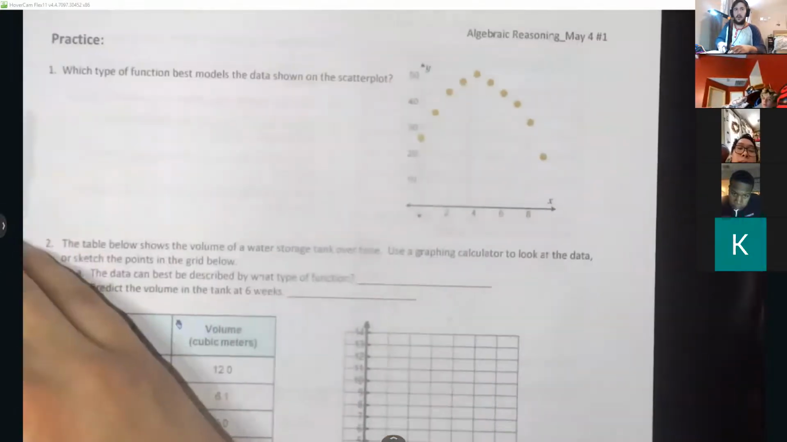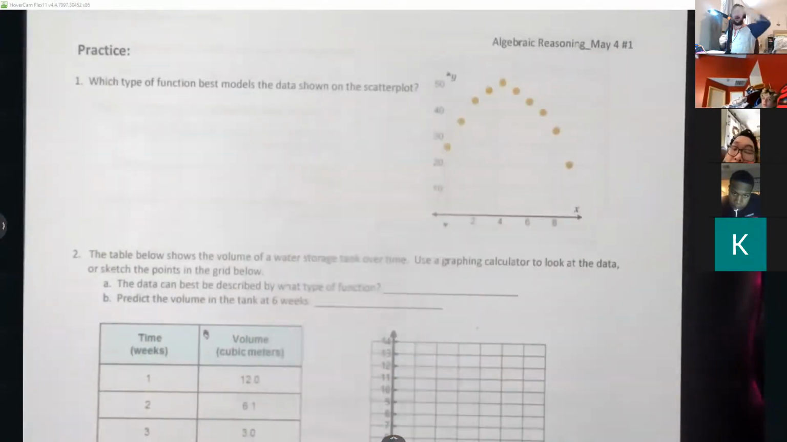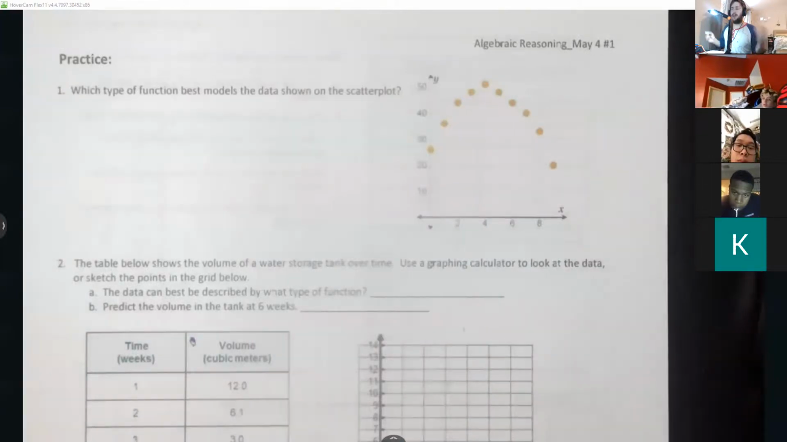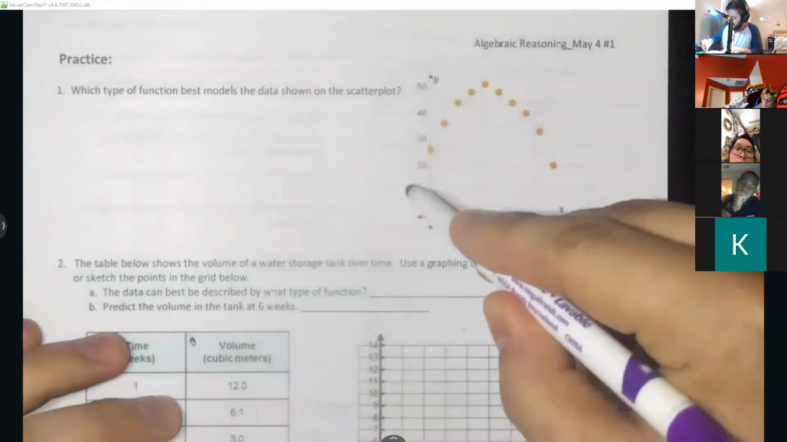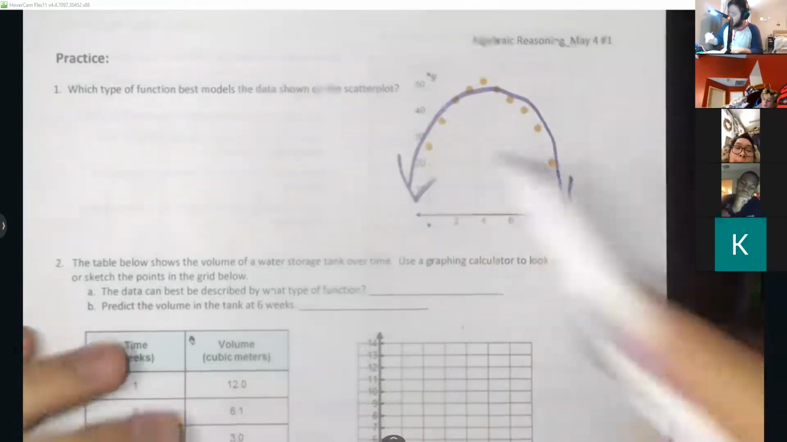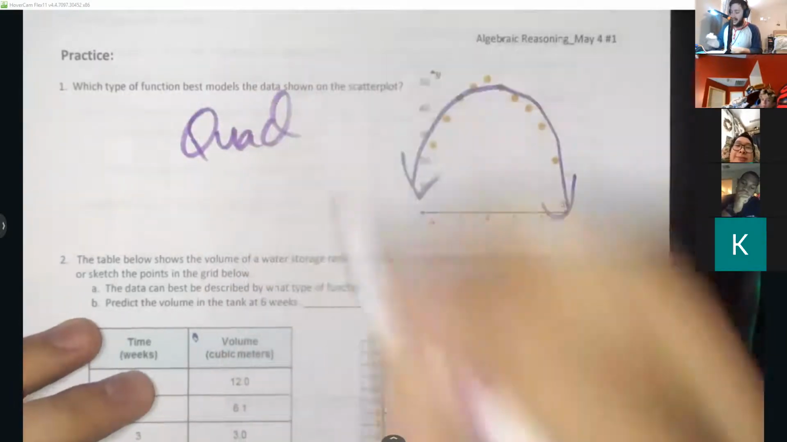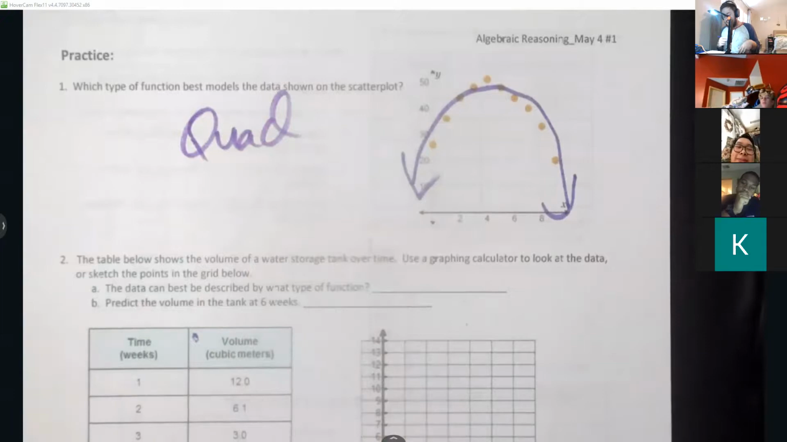So right here, what do y'all think? Just shout it out. Number one, which type of function best models the data shown on this scatter plot right here? What do y'all think? We got like linear, quadratic. Absolutely. Quadratic. All right, you guys are on it. See, right there, you can kind of make that U shape, but upside down, right? So that's a quadratic. So just like Bizarro. Quad, exactly, right? It's like upside down.